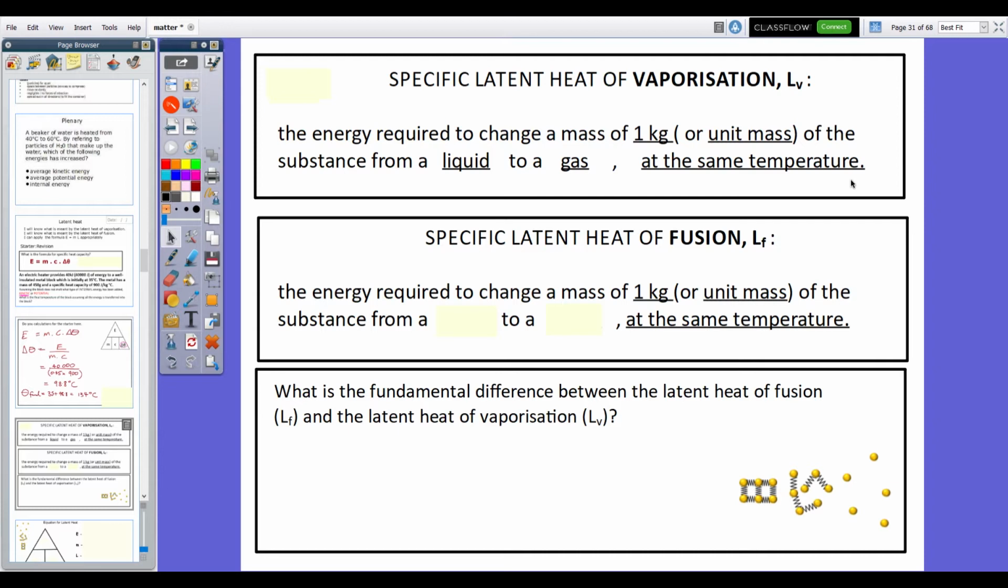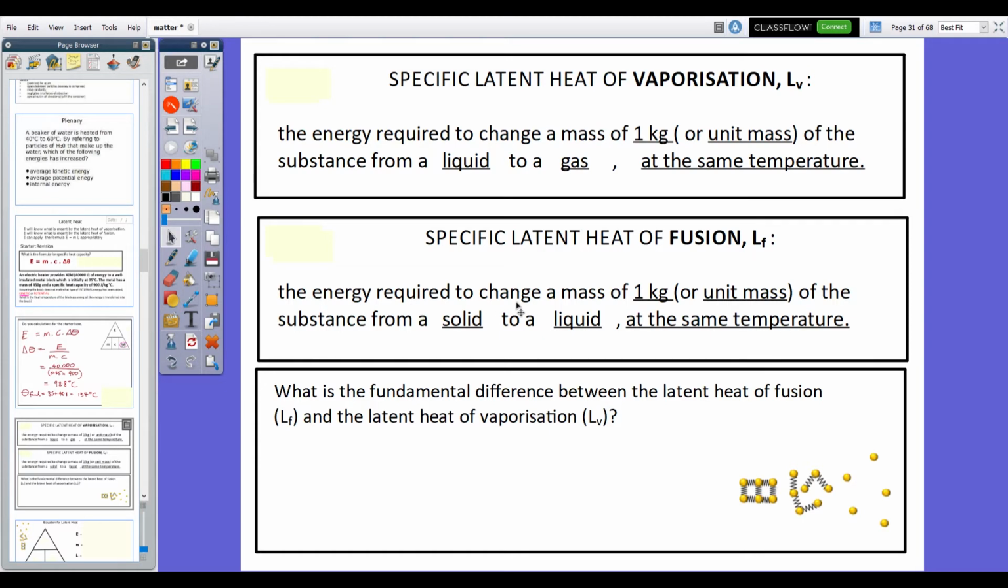Another type of change of state is changing from solids to liquids. And so the specific latent heat of fusion, this stage is called fusion, like a fuse that melts in a plug, goes from a solid to a liquid. That's what fusion means, to fuse something.